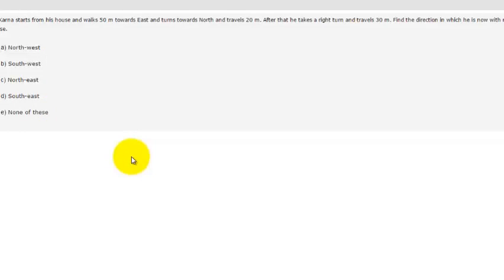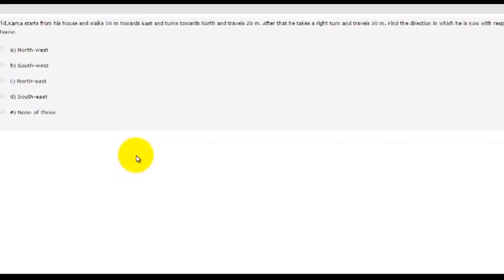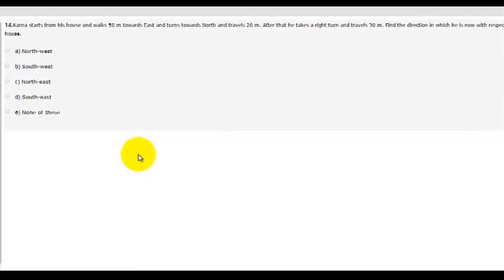Read this question first, pause the video and try to solve it on your own. Now the question: Karna starts from his house and walks 15 meters towards east and turns towards north and travels 20 meters. After that, he takes a right turn and travels 30 meters. Find the direction in which he is now with respect to the house.